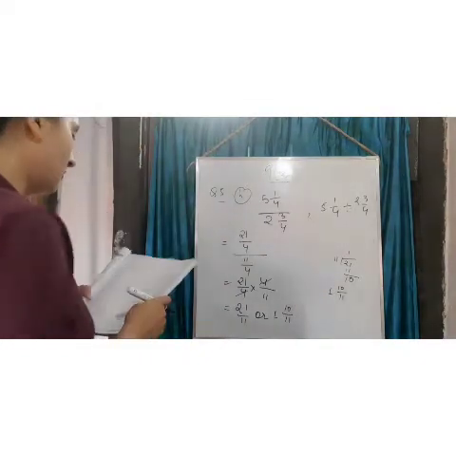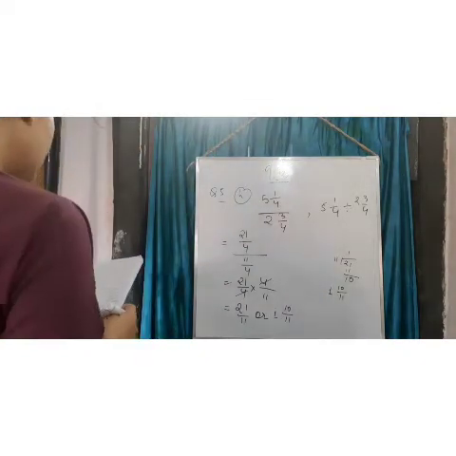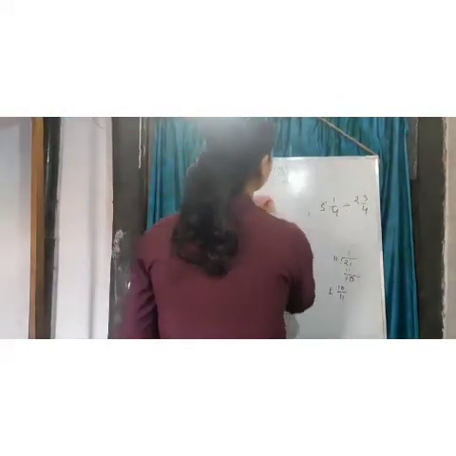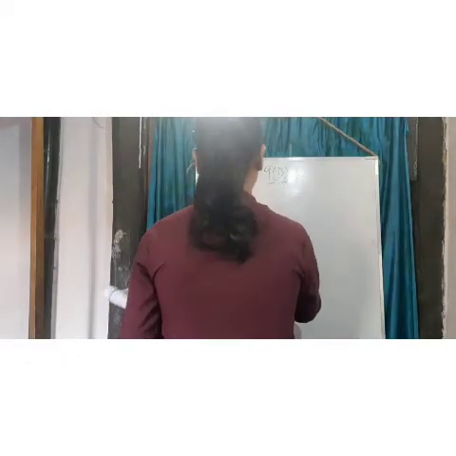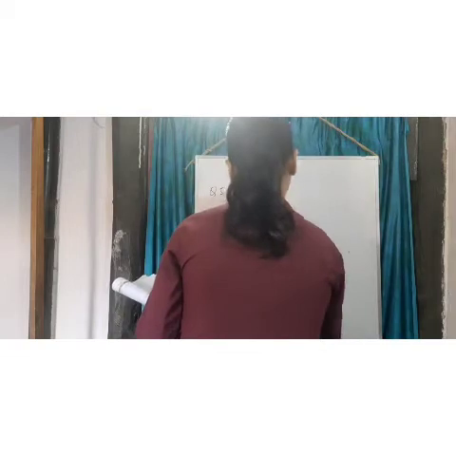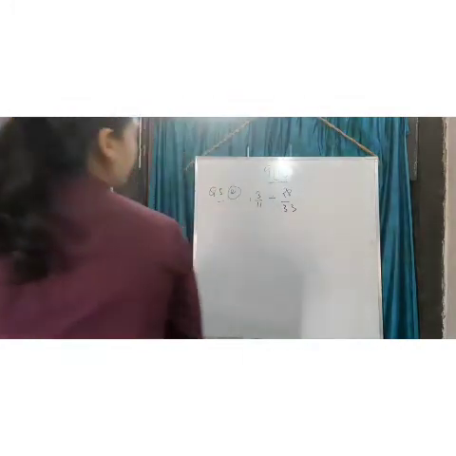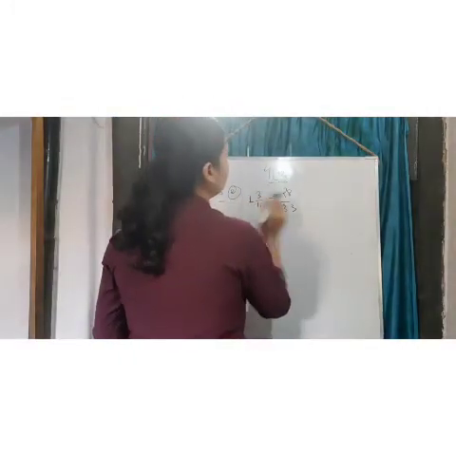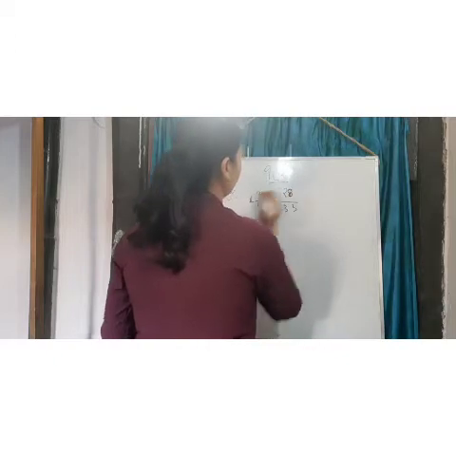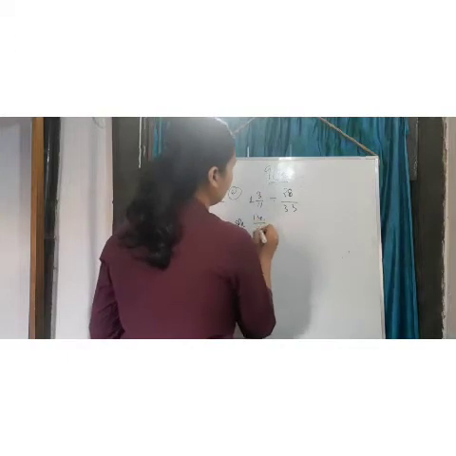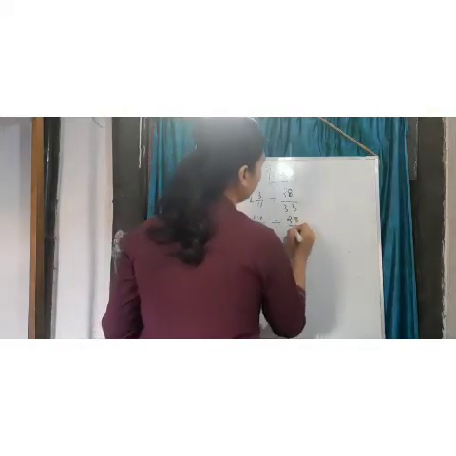So let us try one more question from here. Let us try question number E. 5E. So what is 5E? 1 3 by 11 divided by 28 by 33. First let us convert this. 11 1s are 11 plus 3 is 14 by 11, divided by 28 by 33.